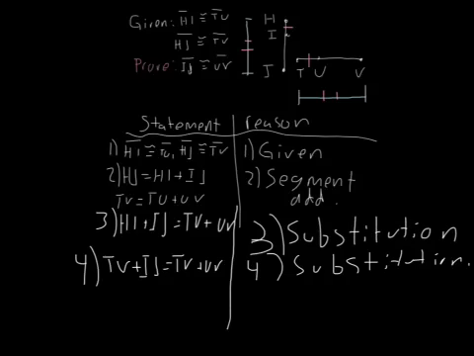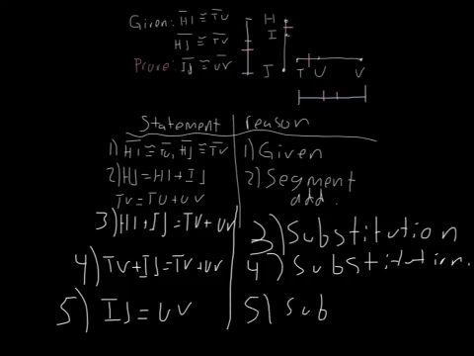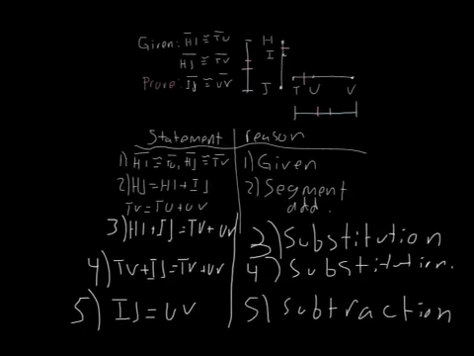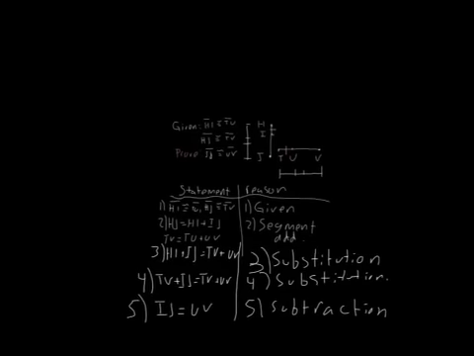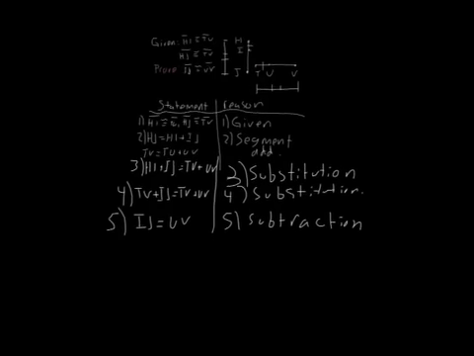Let me give myself a little bit more space here, and now I know that if I subtract TU from both sides, since I have it on both sides, that'll give me IJ is equal to UV, and that's what I wanted to prove. IJ is equal to UV, and that's just going to be subtraction. And I suppose I should give myself just one more step possibly.